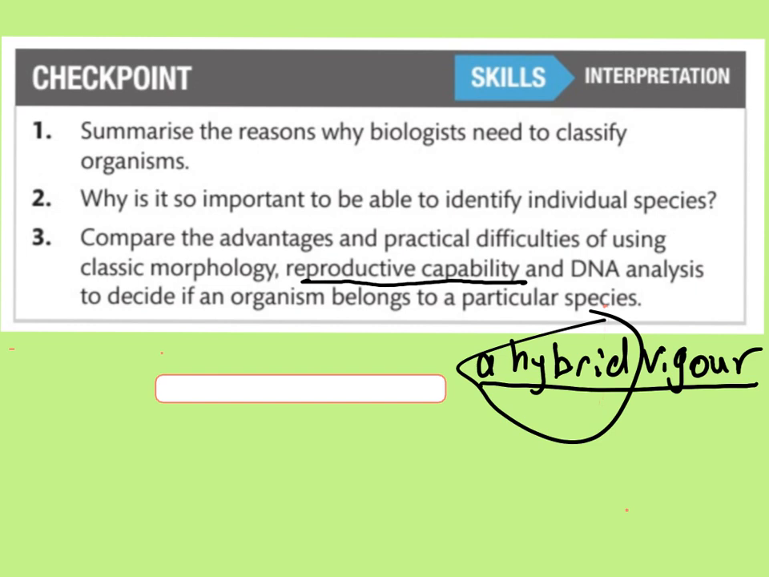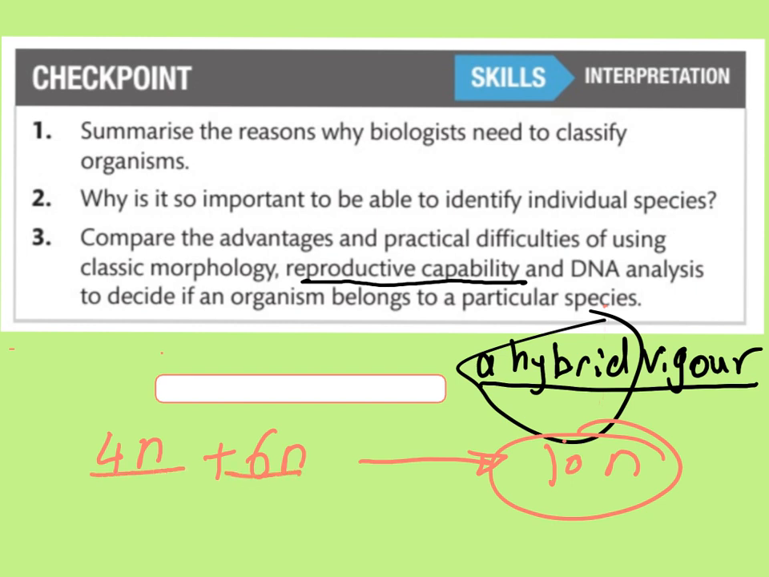I will give you an example. Like corn: if you have a plant which has 4N chromosomes, and we cross it with another plant which has 6N chromosomes, the result is a hybrid vigor which has 10N chromosomes. So to which species does this organism belong? There were two different species, species 1 and species 2. So the scientists have a conflict. Can they put this in species 1 or 2, or in a new species, according to the reproductive capability definition? Did you get the point of misconception?